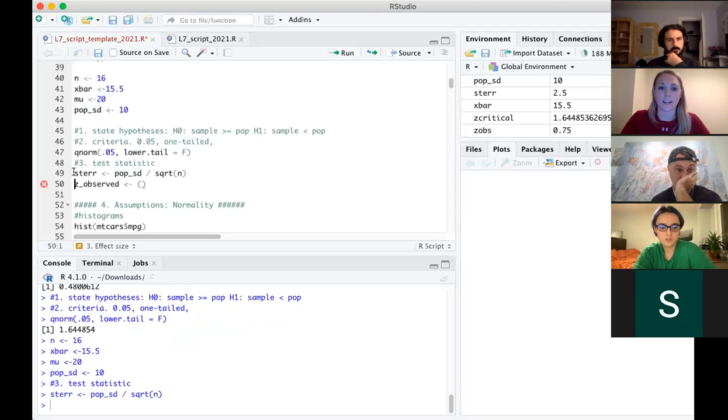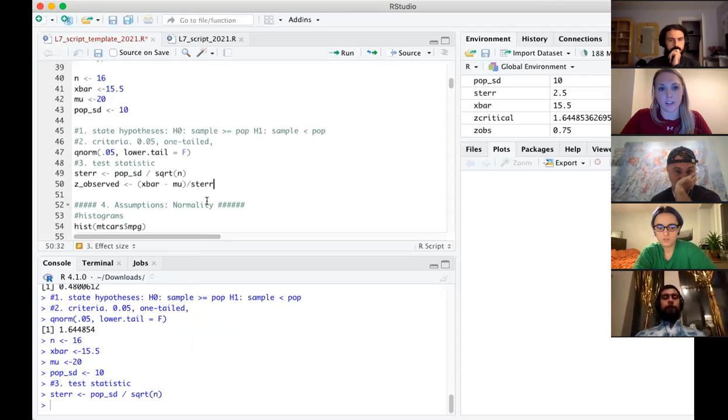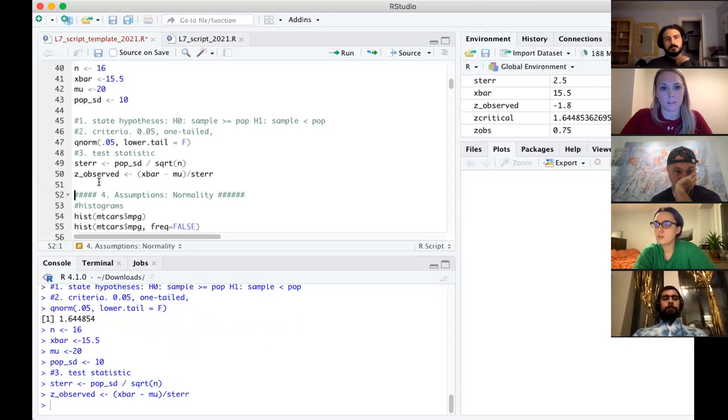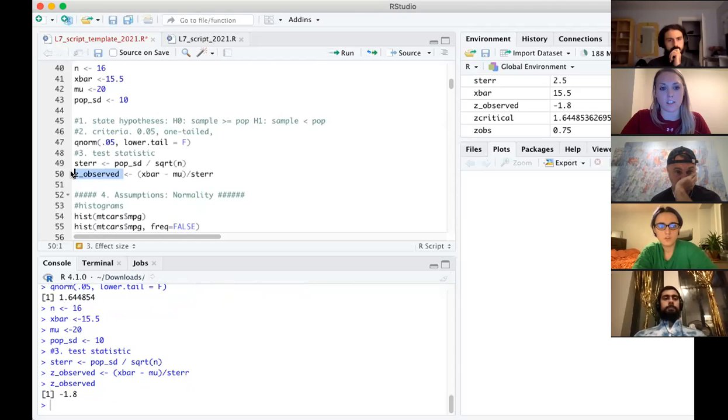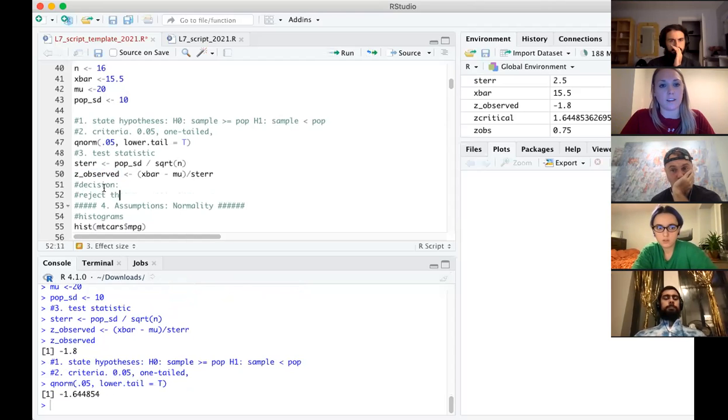So that's the standard error. And now our Z test statistic is going to be our X bar minus mu, divided by the standard error. So our Z observed is negative 1.8. We're looking at less than, so our Z critical is negative 1.64. So what is our decision? It's more extreme, so we can reject. So we reject the null.